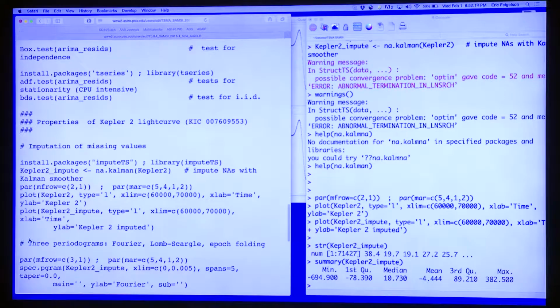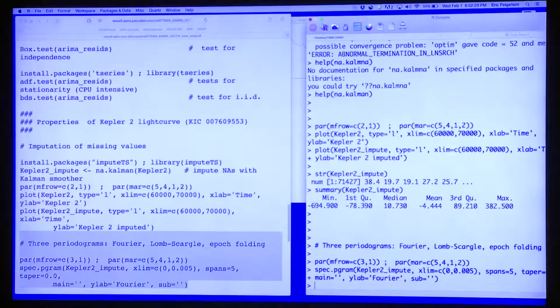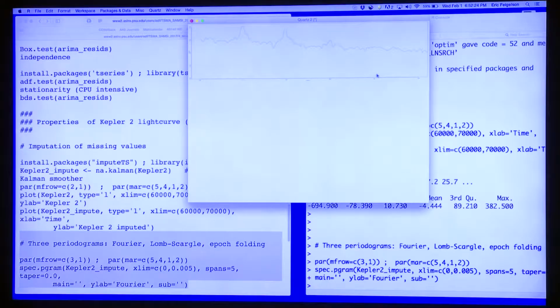Okay. So now I'm going to do something we did with the Kepler 1 star, but this is the Kepler 2 star, where I'm going to run a Fourier periodogram on the complete data set where there's no missing data, so I can run an FFT.